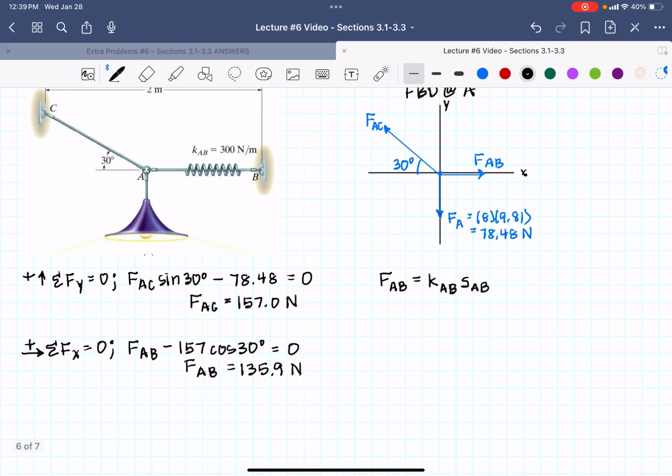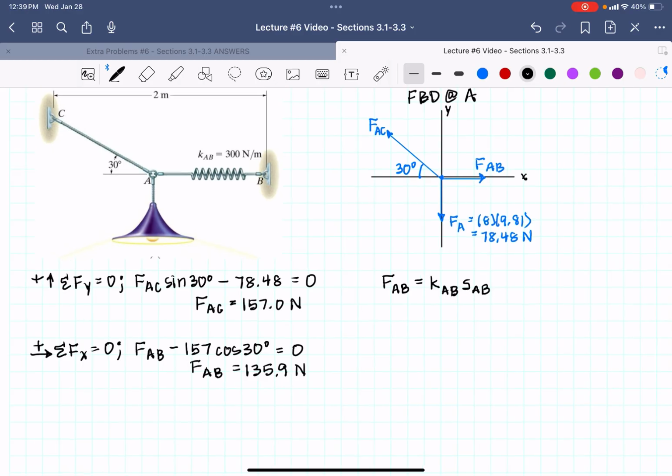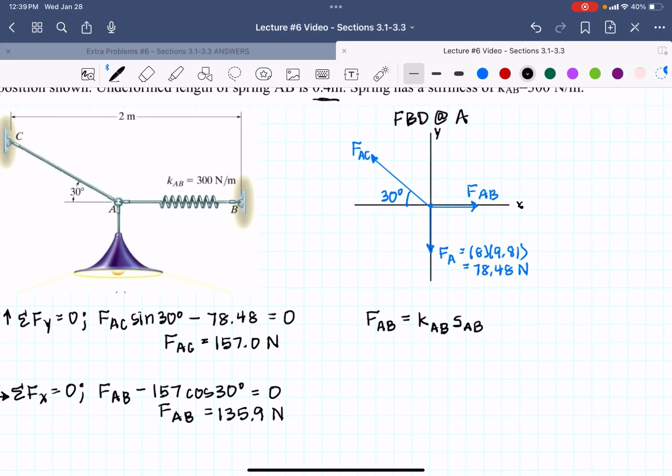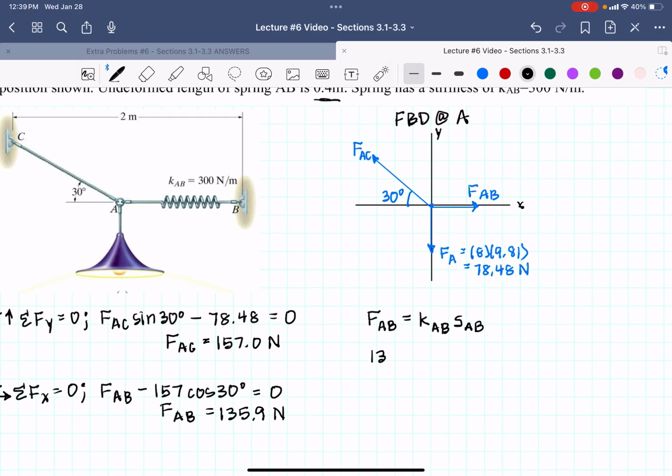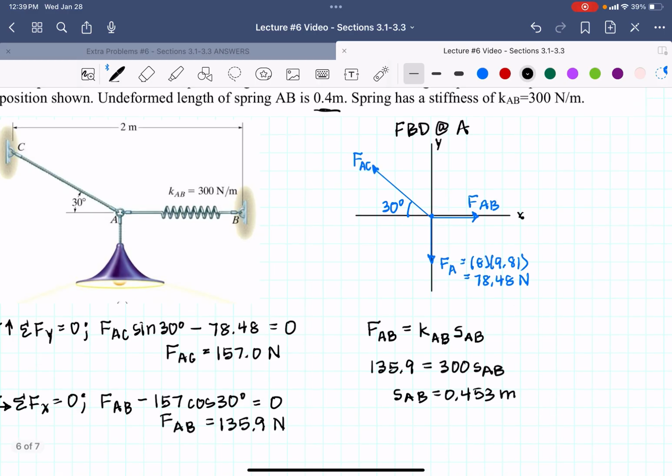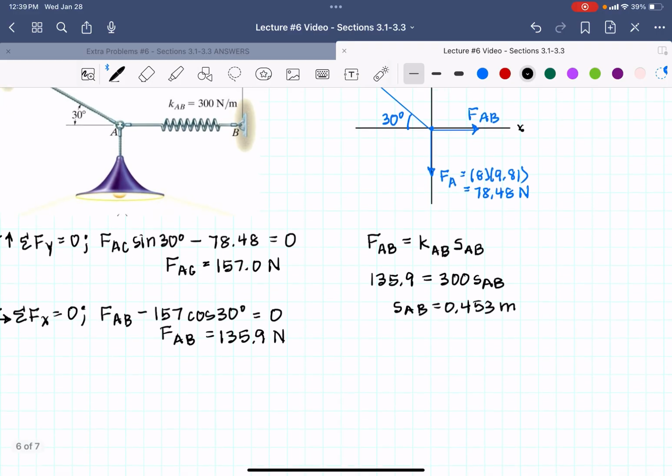So I can solve for that now because I have FAB. So I can say, that 135.9 equals the spring constant, which is 300, times SAB. So I can divide both sides by 300, and I find that SAB equals 0.453 meters. So now they've already given me the length when it's undeformed and it hasn't been stretched is 0.4.